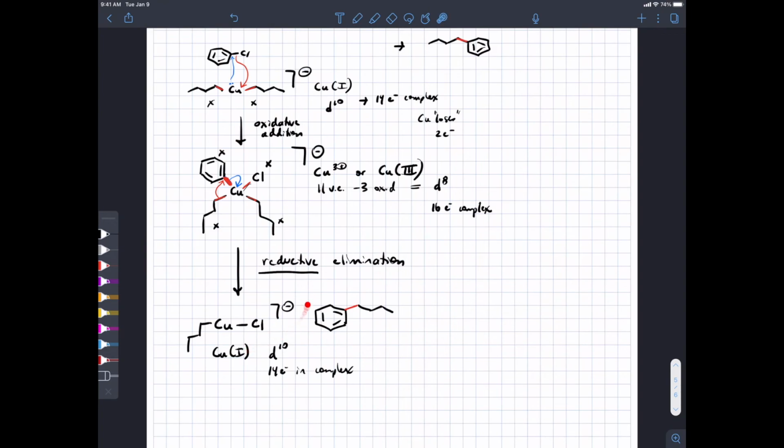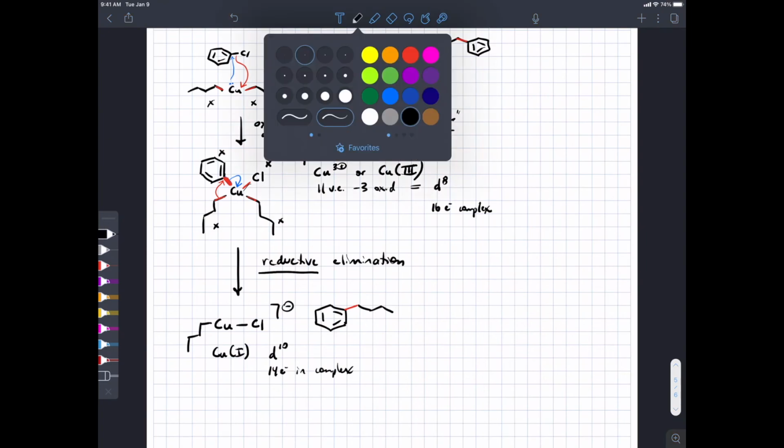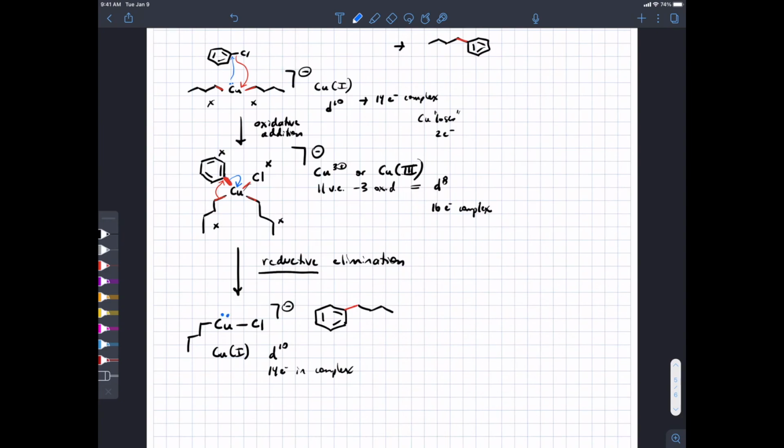But it's reducing. The electrons go from the bond with the X ligand back onto the metal. I'm going to draw them there, but we don't usually draw those lone pairs. So we go from d10 to d8 back to d10. And why do the electrons go back onto the metal? Well, they have to go somewhere. We only need 2 of them to make a bond between carbons.